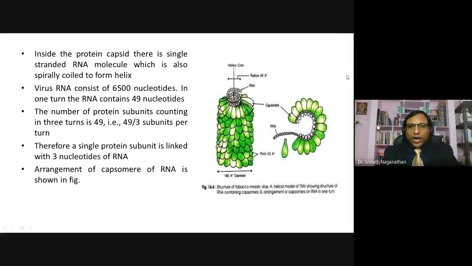With this, I hope that you got some idea about the RNA which is present in the Tobacco Mosaic Virus. I hope this gives you a better idea to understand RNA and how it can be taken up for the transcription and translation processes.